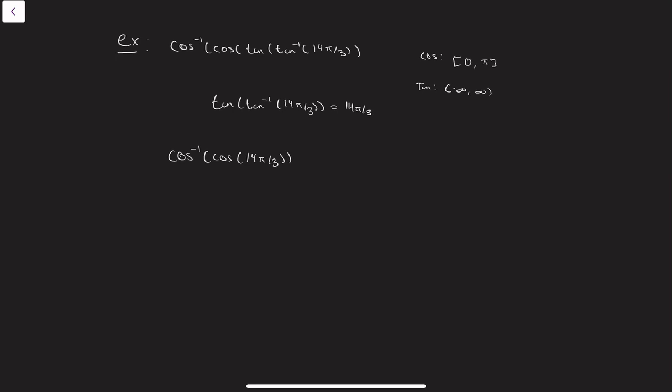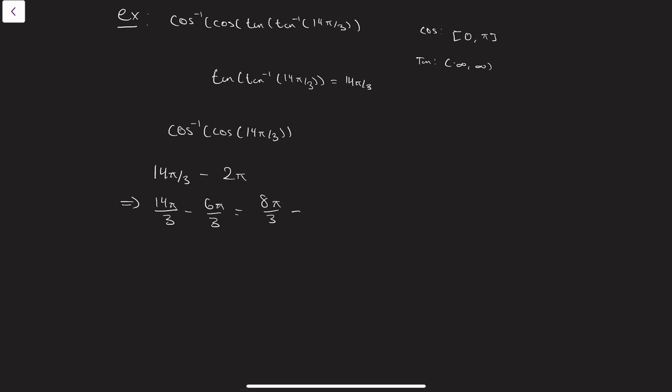Great, so now it just comes back to doing the exact same thing. Let's subtract 2 pi from 14 pi over 3. 14 pi over 3 minus 6 pi over 3 leaves us with 8 pi over 3. And we can subtract 2 pi again, which is equivalent to 6 pi over 3. We get 2 pi over 3.